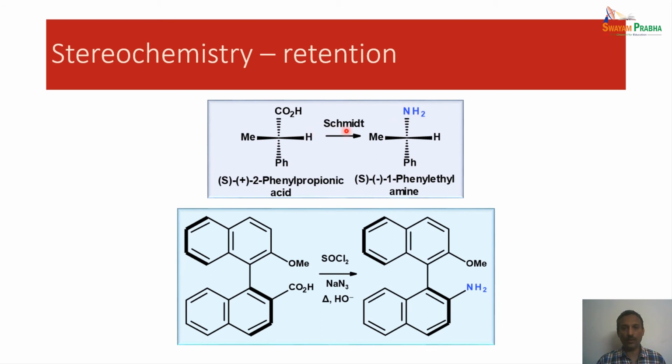So this clearly shows that the Schmidt reaction actually gives retention of product. And if we take the biphenyl derivatives as shown here, this carboxylic acid is converted to the amino derivative, and here again what we end up with is retention of configuration. So in other words, the stereochemistry of the Schmidt reaction is retention of configuration.